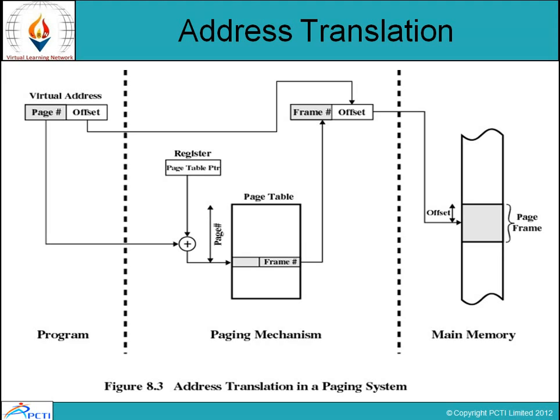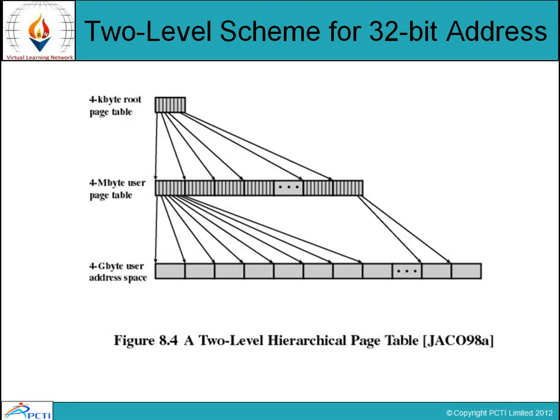Now, how is the address translated during paging of a program? This shows how the virtual addresses are linked with frame, offset, page table and registers. This diagram shows how the two-level scheme of a 32-bit address works. It is a two-level hierarchy of a page table.